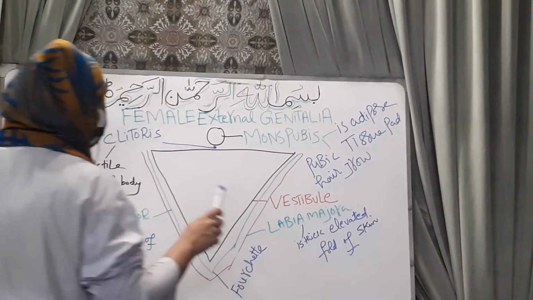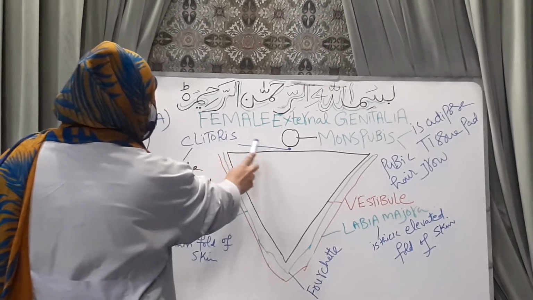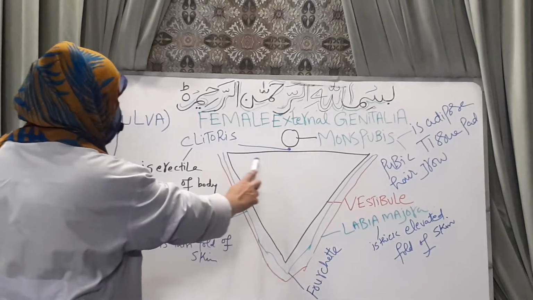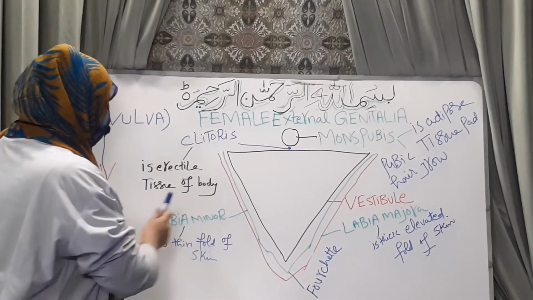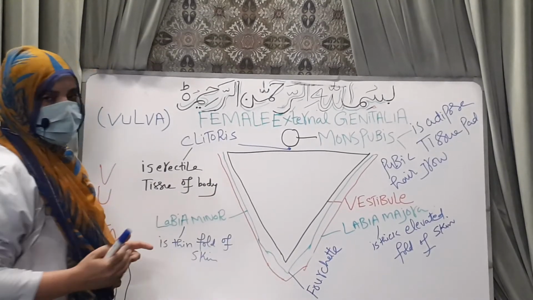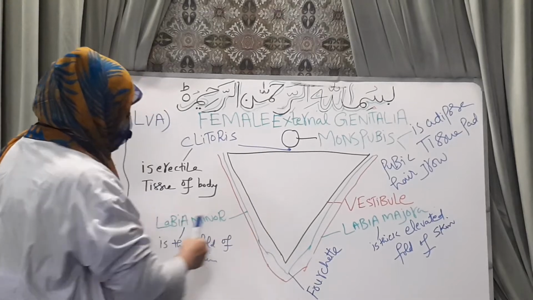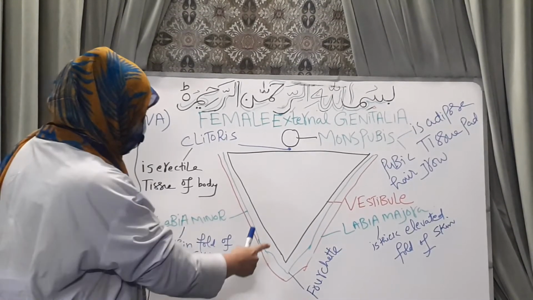Again listen. The first part is known as mons pubis. The next part is clitoris. This triangular area is known as vestibule. Lateral to this vestibule is labia minora. Further lateral is labia majora. The lower part of the labia minora, where both labia minora meet, is known as fourchette.